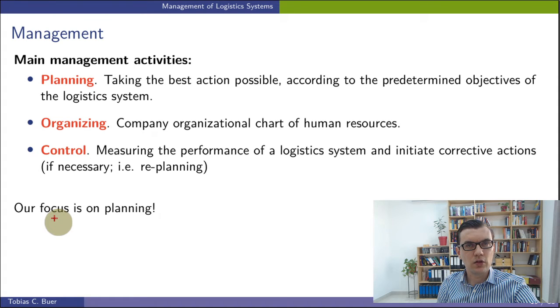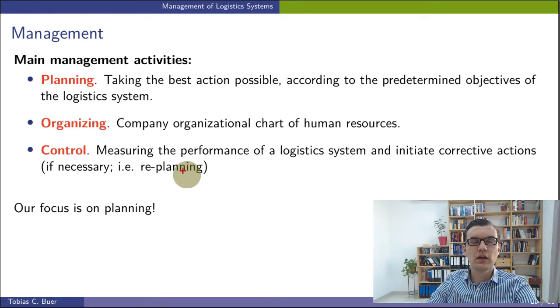And the third and final step that I outline in this rough definition of management is control. We measure the performance of a system, here of a logistics system, and we try to monitor what's happening. If we don't like what's happening, we need to come up with measures, with initiatives to change how the system works, to make it better. And this is often also aligned with planning decisions, how to make better planning decisions.